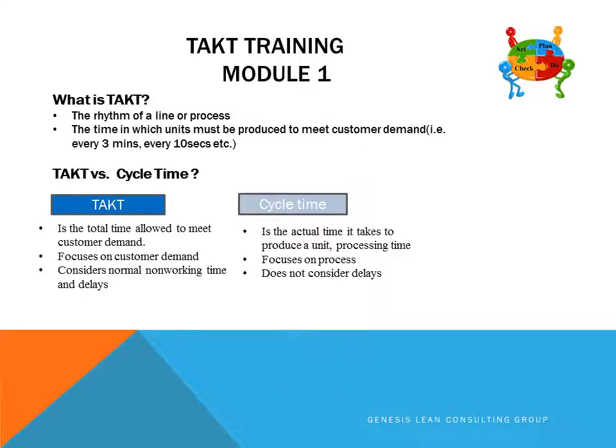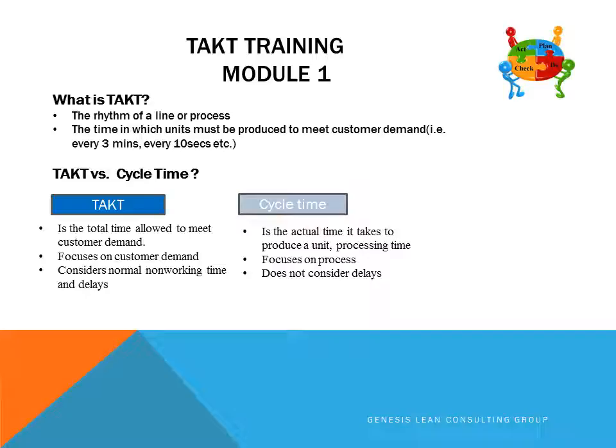What is TAKT? TAKT is the rhythm of a line or process. It is the time in which units must be produced in order to meet your customer demand. For example, every 3 minutes, every 10 seconds, etc.